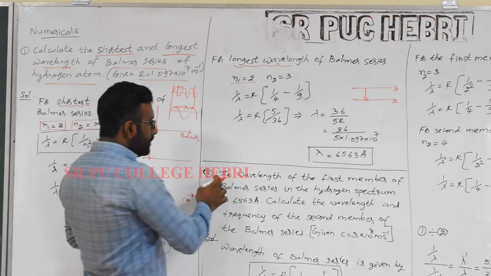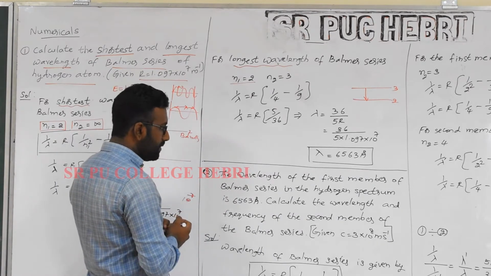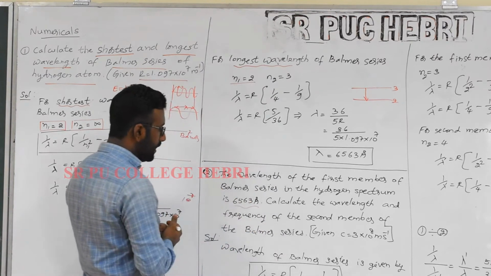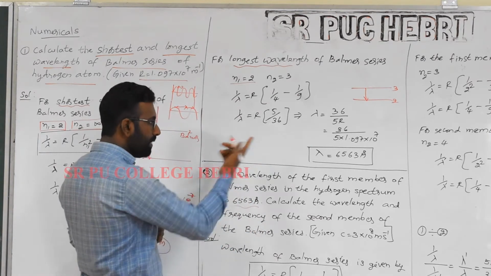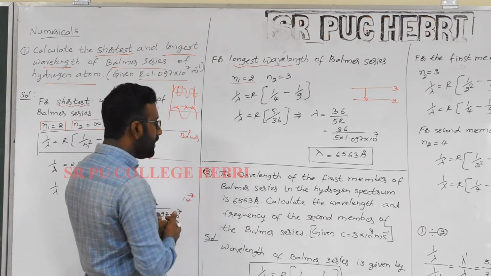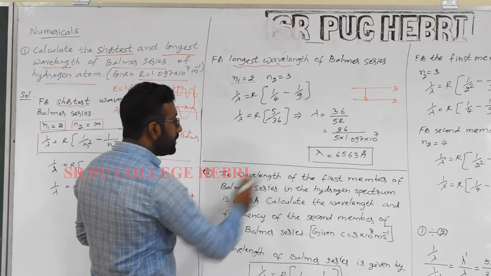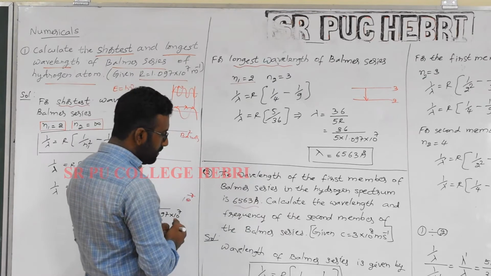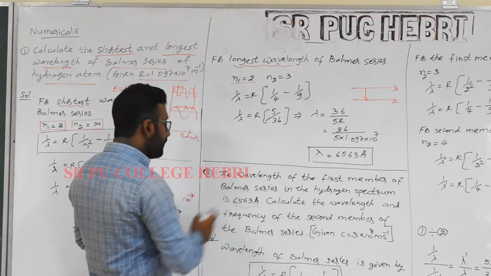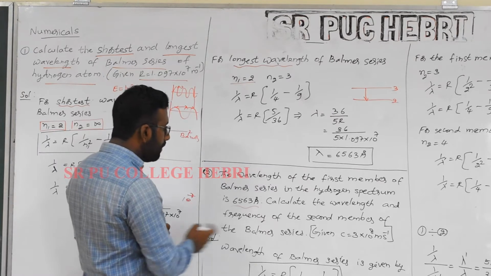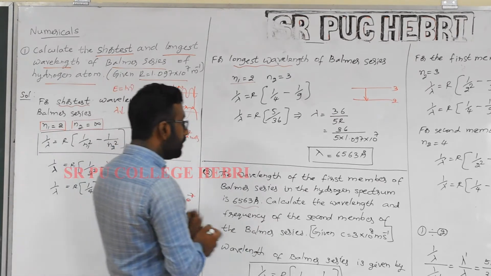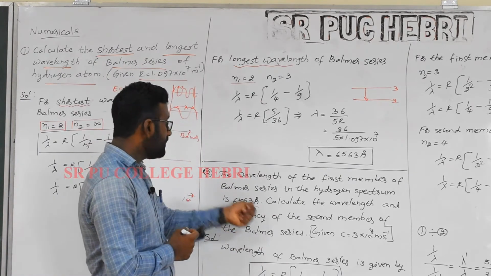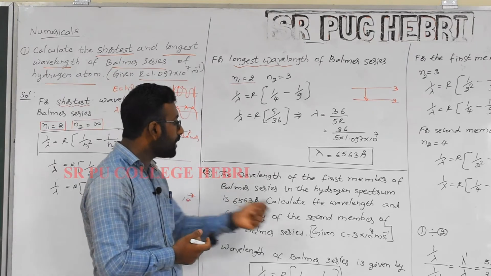Next problem. The wavelength of the first member of the Balmer series in the hydrogen spectrum is 6563 Angstrom. You got this value in the previous one; the result was the longest wavelength, right? So what are you given? The wavelength of the first member of the Balmer series in the hydrogen spectrum is 6563 Angstrom. Calculate the wavelength and frequency of the second member of the Balmer series. The first member of the Balmer series has wavelength 6563 Angstrom. Now you have to calculate the second member.